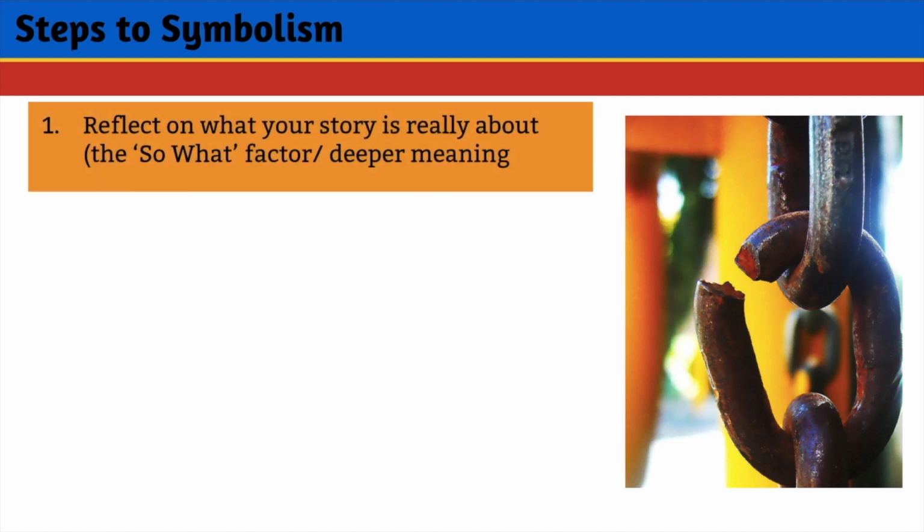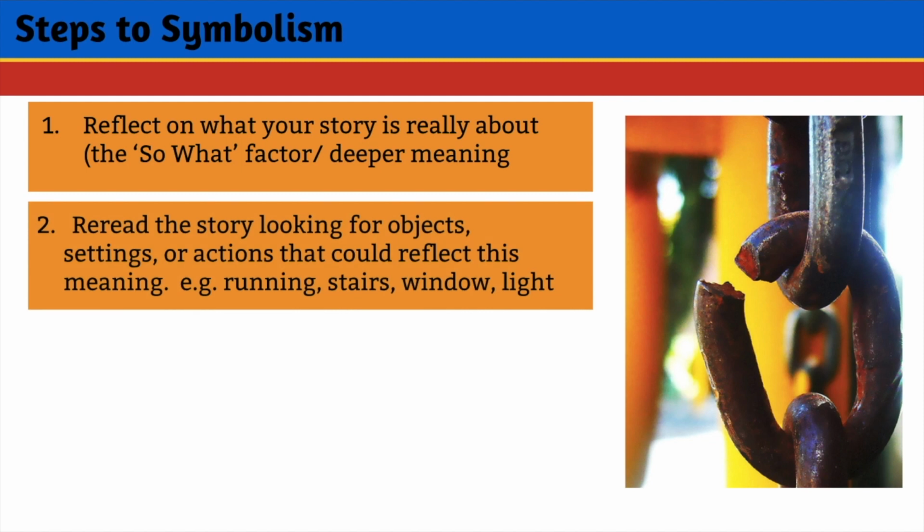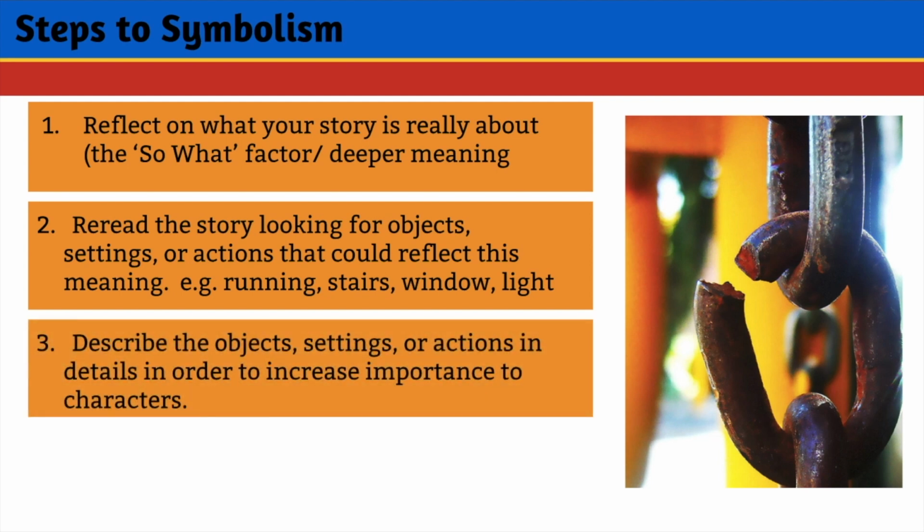Now, what does that look like in a piece of writing? So ultimately, you need to know what it is that you're trying to say. What's your story really about? So what is the so what factor? Decide that first. Then you ask yourself, what objects in your piece, maybe it's a setting or maybe it's an action, could reflect that so what factor, the running, a stairs, a window, or possibly even light. And then you take a moment to describe those objects or those actions in detail, and that way they will increase the importance to the character.